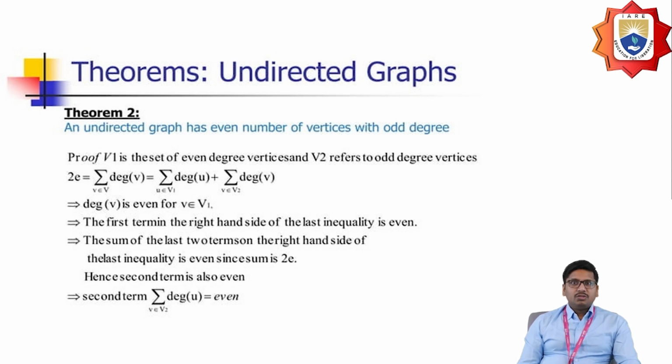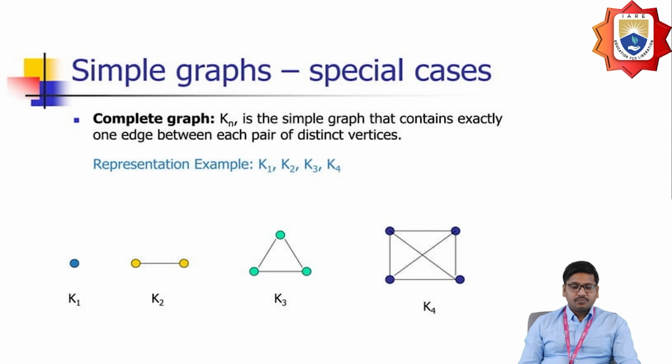So the sum of the last two terms on the right side of that inequality is even. Whenever the sum value is 2E, the second term should be defined as degree of U is equal to V. And now some of the special cases of the graphs.